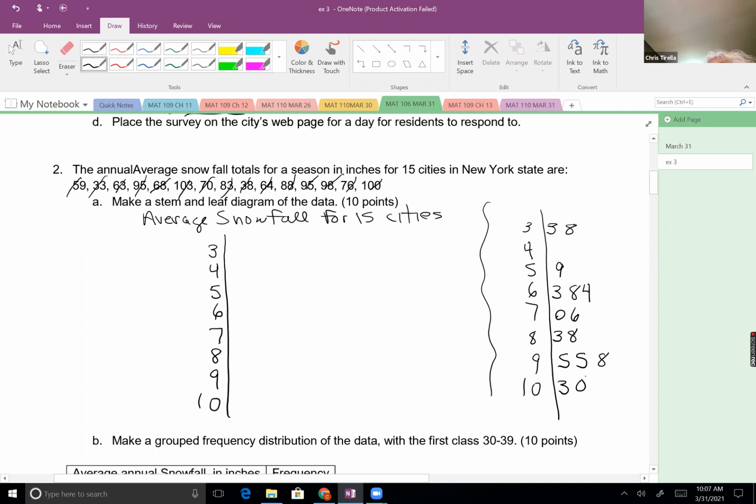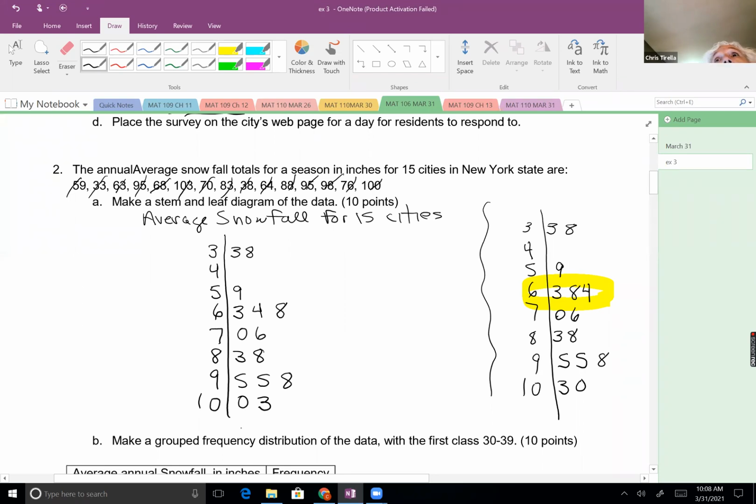Now, that's the sloppy copy, because if you notice, there are places where the leaves are not in order, and we want to make sure that the leaves are in order. So the 30s are in order. There are no 40s, so we'll leave that blank. There's a 59. Ordering the 60s, it would be first 63, then 64, then 68. The 70s are in order. The 80s are in order. The 90s are in order, but the hundreds aren't.